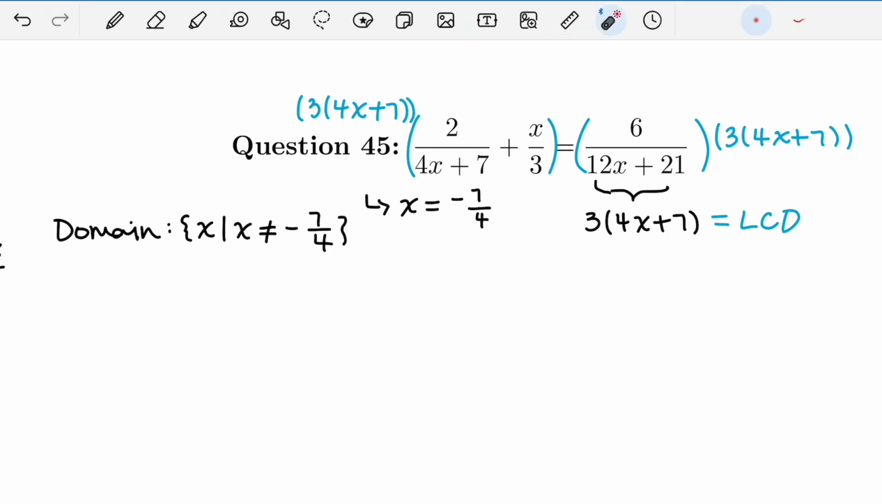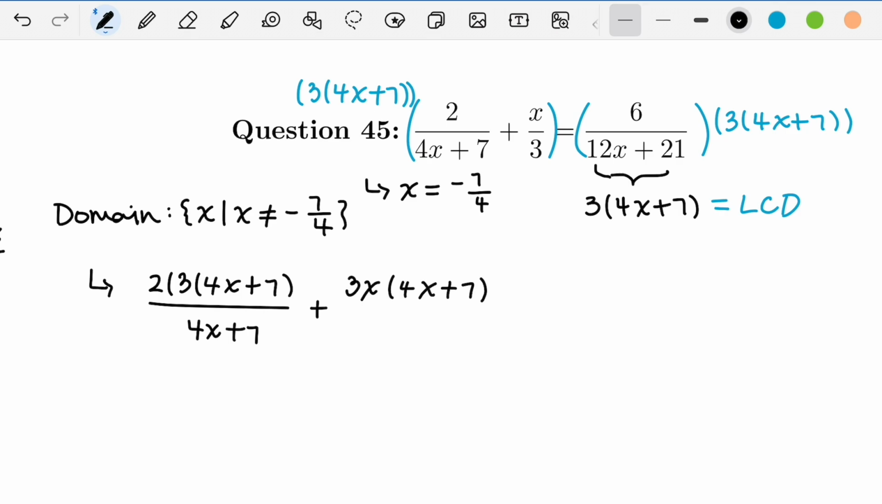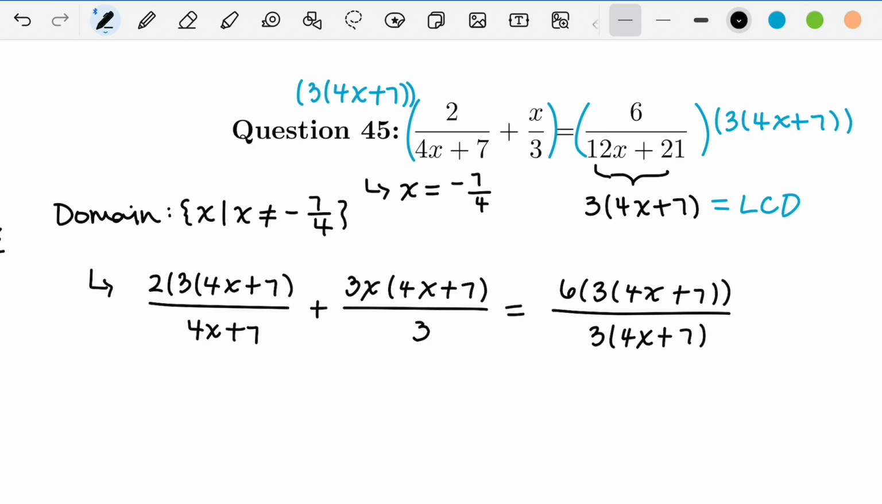So again, I'm going to write this in a fully expanded form so we can see what cancels, but we know that this guy is going to multiply both of these fractions here. So we're going to get 2 times this LCD, 3 times 4x plus 7, over 4x plus 7, plus x times this LCD, so we end up with this here, over 3. And on the right-hand side, we're going to get 6 times this LCD, over our LCD. So clearly we see that some things are going to cancel. These guys will cancel, these 3's here, and then this entire LCD here. So we got rid of our fractions.